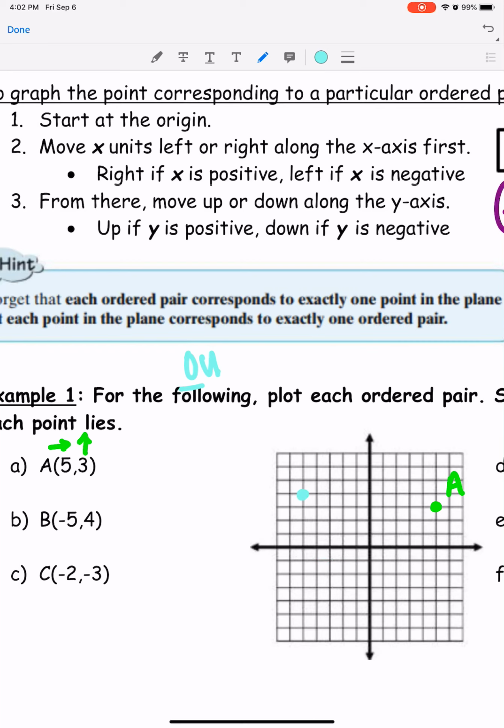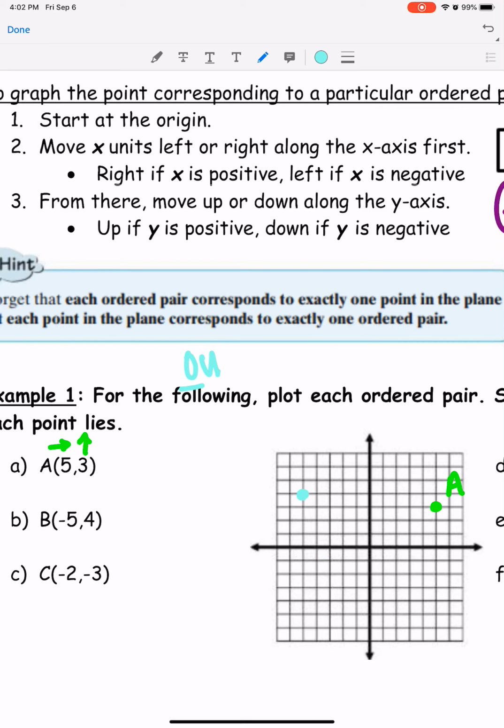Okay, my next point, (-2, -3). So we're still using OU, so over side to side before we go up or down. So -2 means I'm going to the left 2, so 1, 2. And then -3 means I'm going down 3. 1, 2, 3. So that's my spot right there. Okay, that's C.